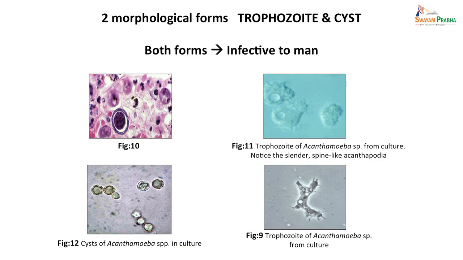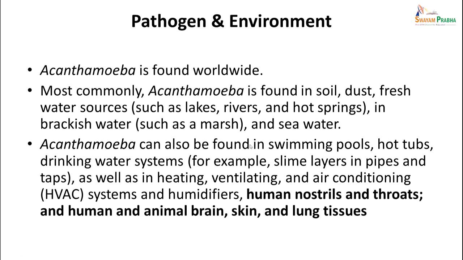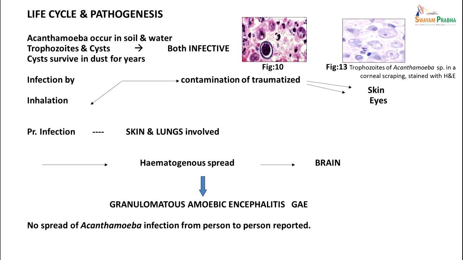Two morphological forms are seen, trophozoite and cyst. Both the amoeboid trophozoites and the cysts are infective to humans. The pathogen is found worldwide in the environment, in soil, dust, and freshwater sources, like I told you earlier. It can also be found in seawater and brackish water, in swimming pools, hot tubs, drinking water facilities, and ventilating air conditioning units. Sometimes they can lie dormant in human nostrils and throats, or in tissues which have been infected for long.